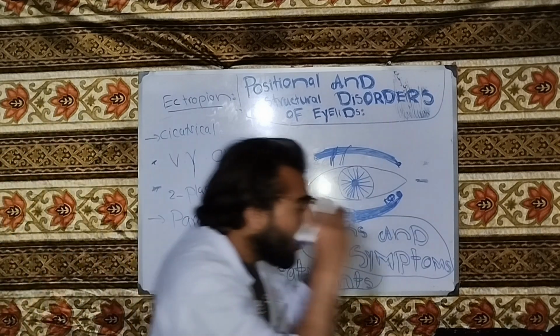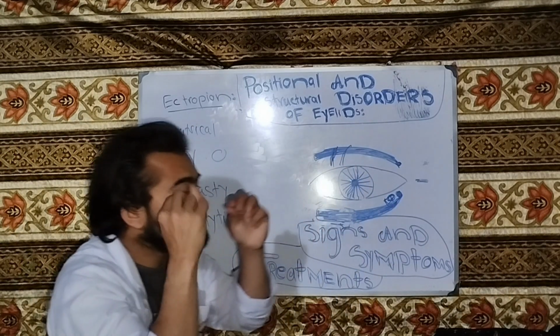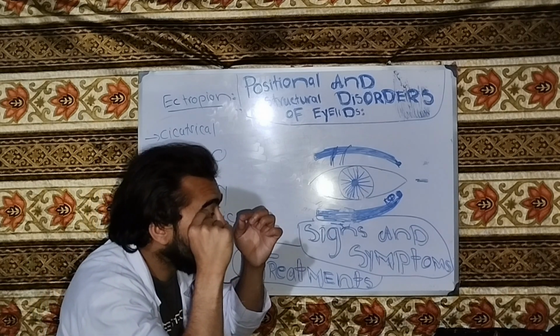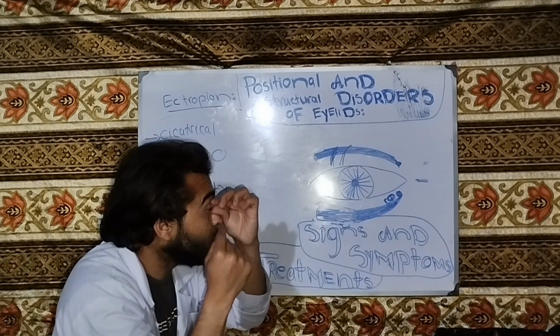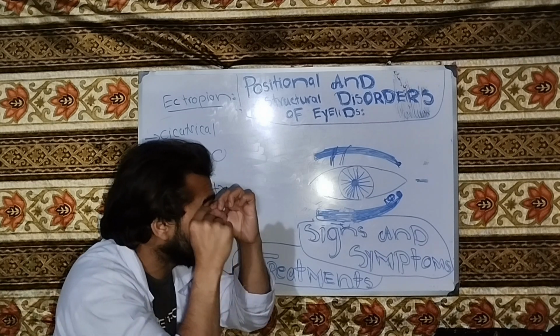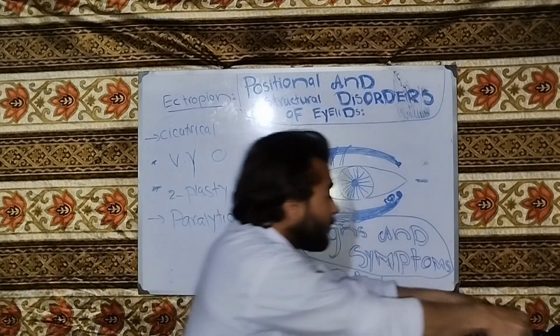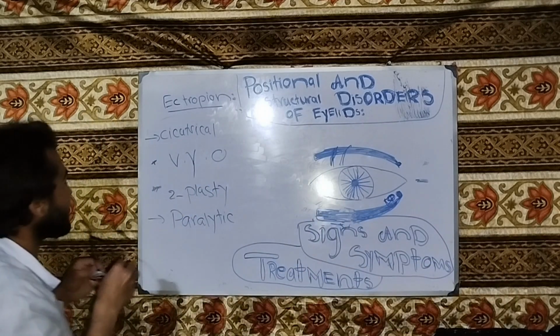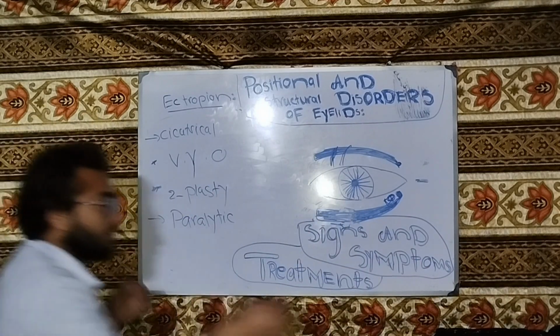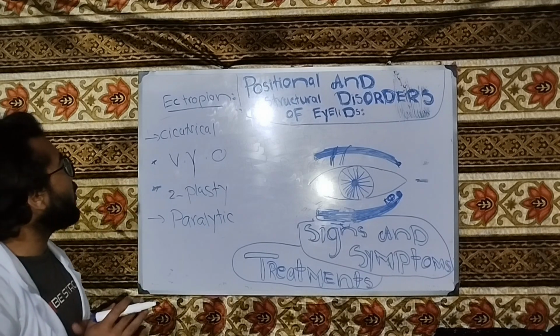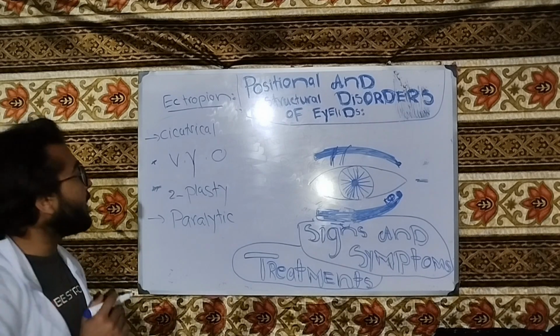In tarsorrhaphy, the eyelids from the lateral sides will be sutured together, and the upper and lower middle eyelids will be sutured together. So this is called tarsorrhaphy. It will be indicated in severe cases of paralytic ectropion. So this was about the treatment of different types of ectropion and entropion.